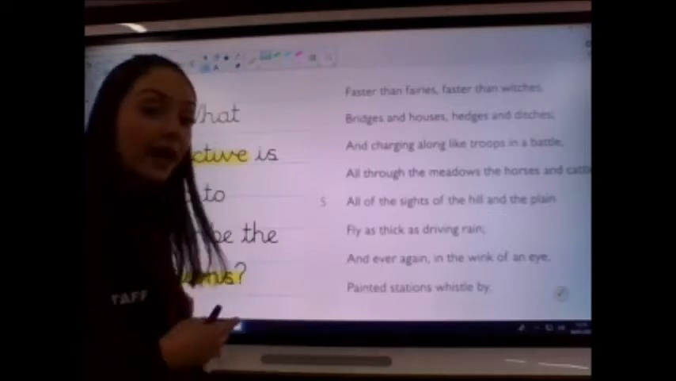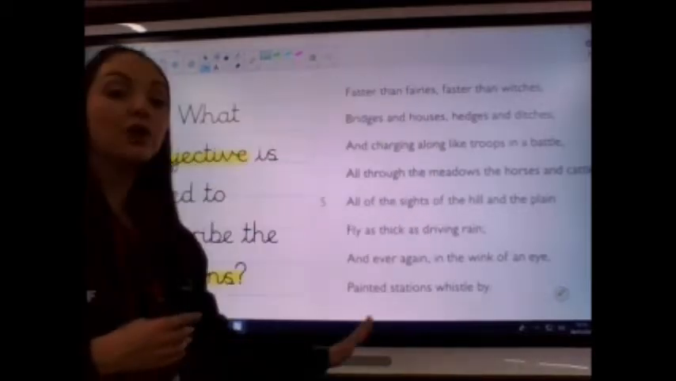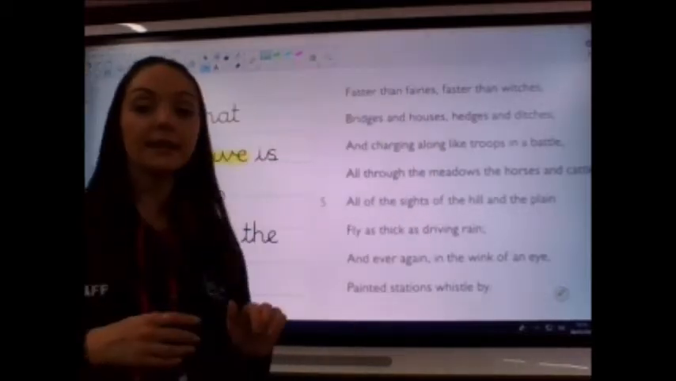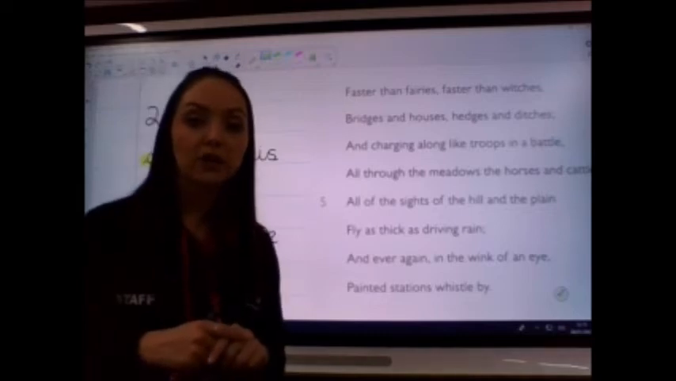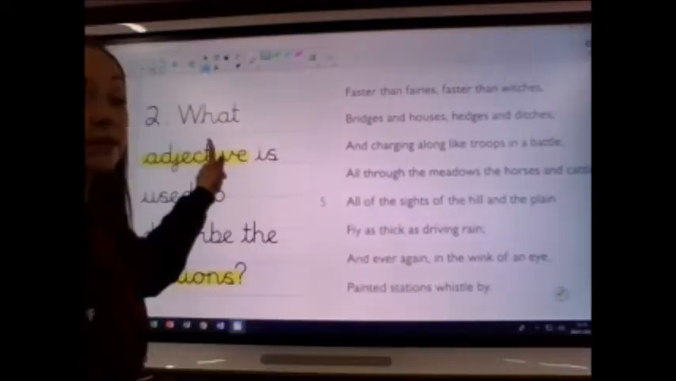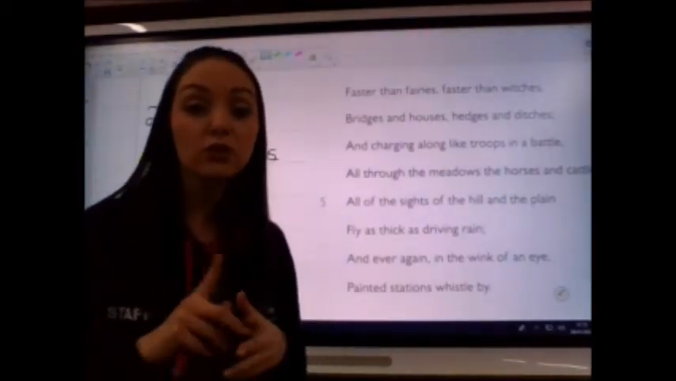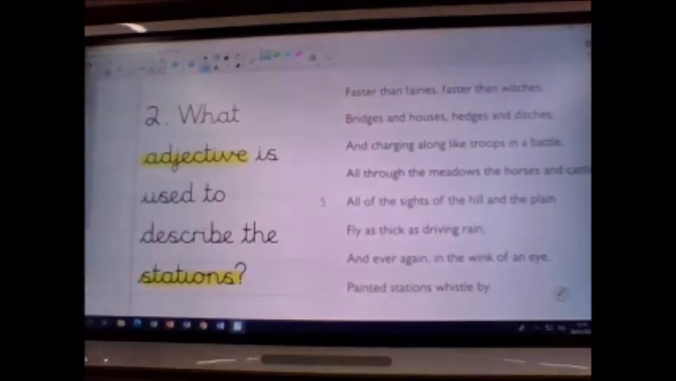So if you find stations in the text, in this first verse again, then you will be able to find the adjective. Okay, and remember, for that one, it's just saying what the adjective is. You haven't got to explain it, you haven't got to write it in a full sentence, you can just write that one word on the line.